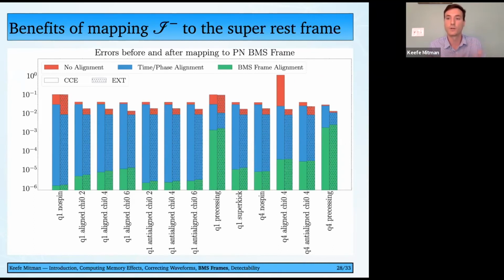So this will prove essential for doing hybridizations between NR and PN waveforms, which is necessary for detectors because they expect their waveforms to be very long and thus span a larger band in frequency space.